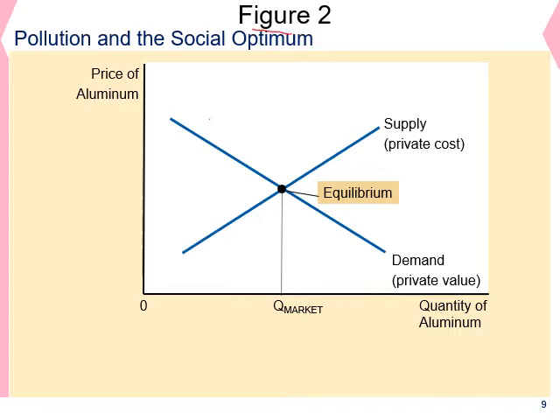So figure number two deals with the pollution and the social optimum. In the market of aluminum, the price of aluminum is given on the y-axis. The quantity of aluminum produced in the society is given on the x-axis, or horizontal axis. The supply curve, which is the private cost, intercepts the demand curve, which is the private value, at the equilibrium point, which is this one. This will give you the equilibrium quantity in the market.